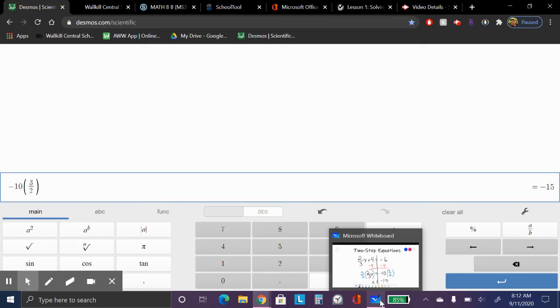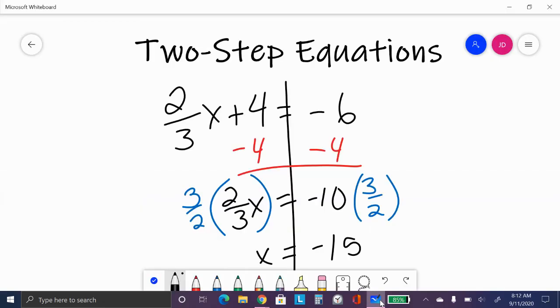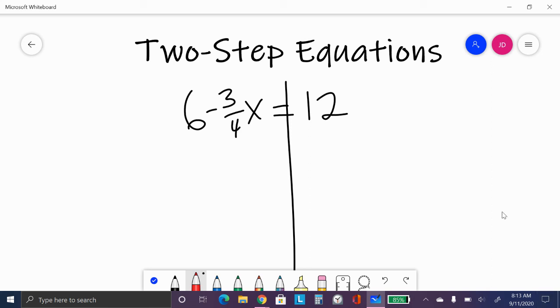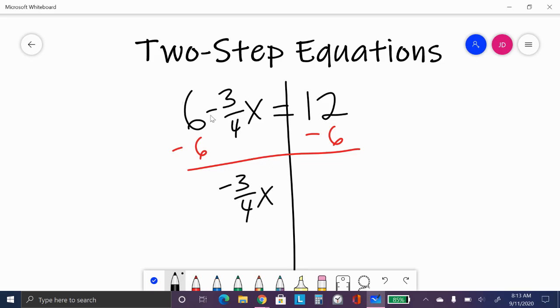All right, let's look at one more with a fraction, a tougher one. We'll do 6 minus 3/4 x equals 12. Again, I want to get rid of any addition or subtraction first. This is the same thing as adding 6, so this is a positive 6. In order to get rid of the positive 6, we have to subtract 6 from both sides. So then we get -3/4 x. Don't forget the negative, right? This negative doesn't go away. Equals -6.